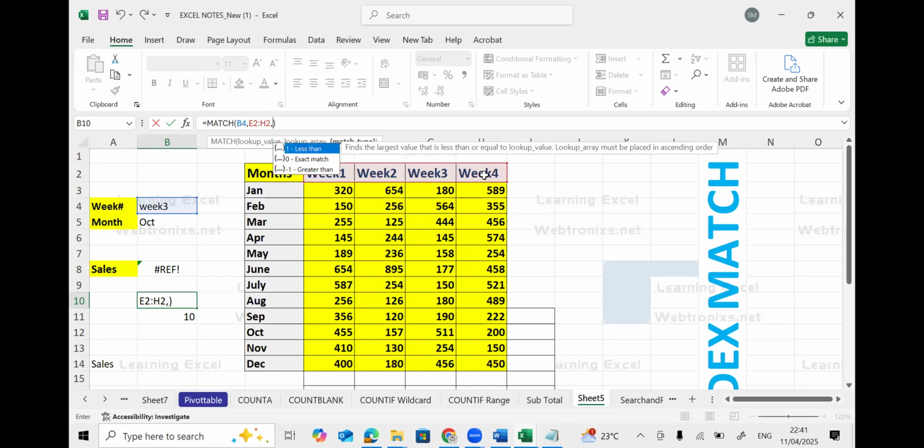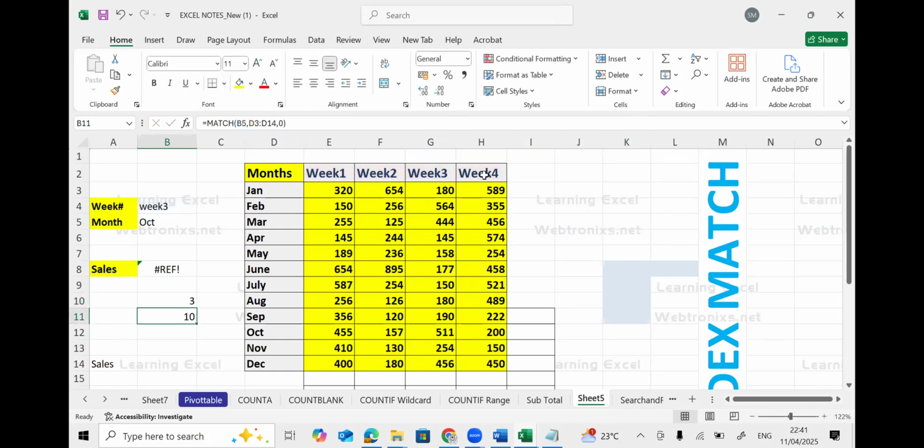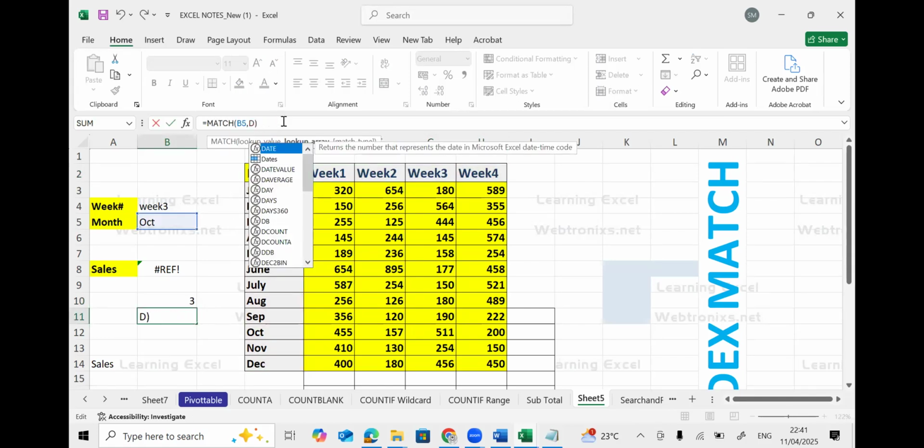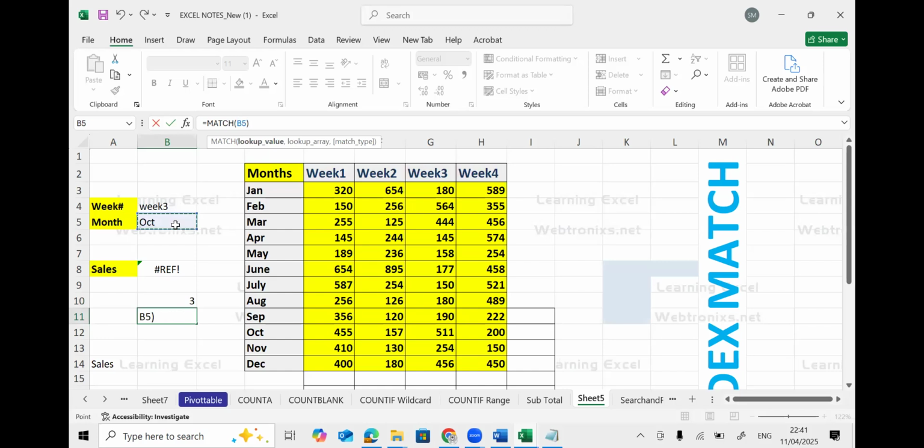फिर मैं कहूँगा comma 0, because I want to get the exact match. वो मुझे बताता है कि आपका जो week 3 है ना, उसकी numeric position 3 है इस range में। तो ठीक है। Same way, if I do this, if I say October, I'm looking for October from where? From here. Oh, मैंने गलत select कर दी, sorry.